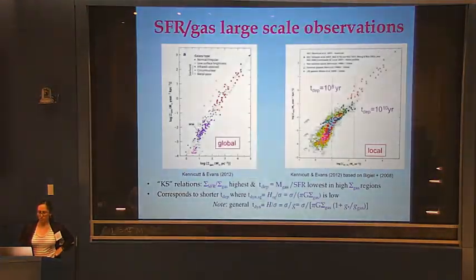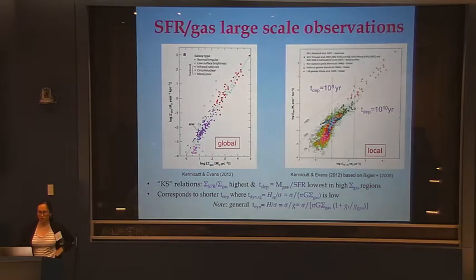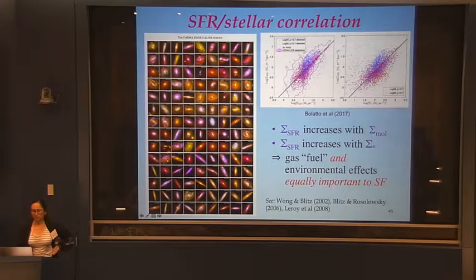So here are again the Kennicutt-Schmidt type relations, which show star formation rate as a function of gas surface density. But actually, gas surface density is not the only thing that matters. The star formation rate also increases with stellar density. So this is a little bit more like the star forming main sequence of galaxies, that star formation rate actually increases with the stellar content.